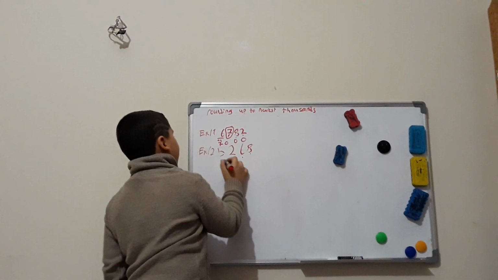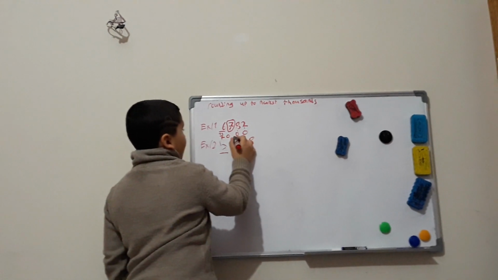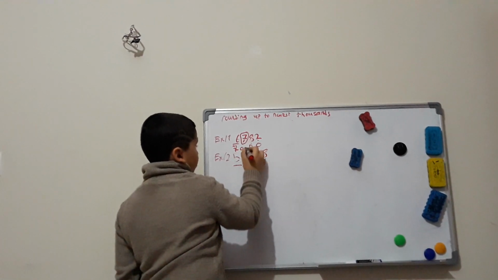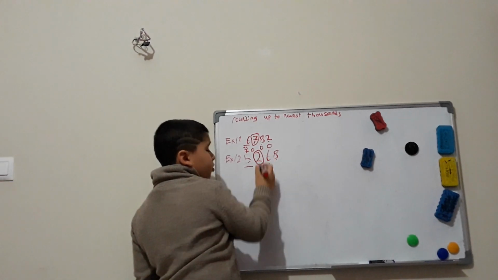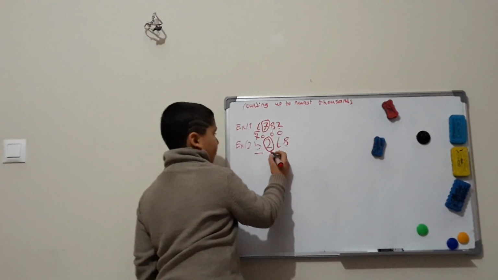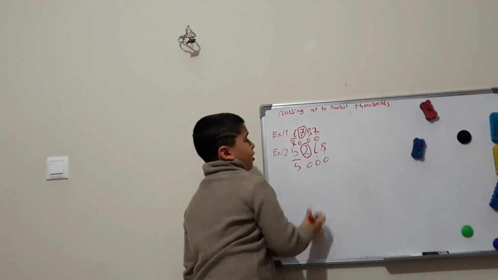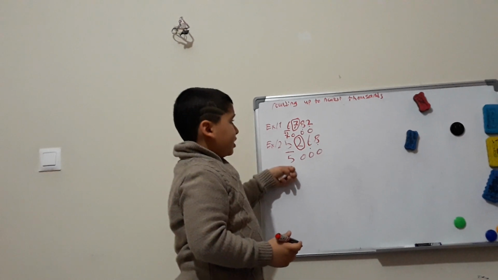Let's look at 5,268. Ones, tens, hundreds, thousands. So my number is this. And I will look at my neighbor, that 2. My 2 is less than 5, so I will round down. This will be 5, and this will be 0, 0, 0. So my answer is 5,000.